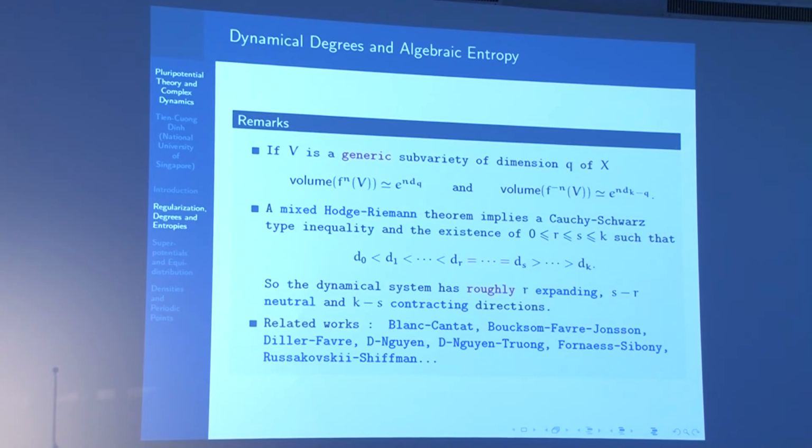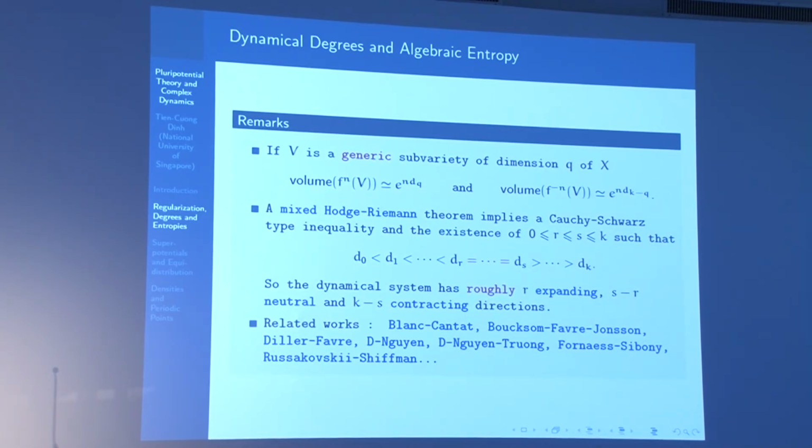q is the dimension of V, for example. So there is some mixed Hodge-Riemann theorem in algebraic geometry, which implies that the sequence of dynamical degrees is first increasing, and then might be stable, and then decreasing. And then using this property, you can see that the system has roughly r expanding directions, because if you increase the dimension of V, then this number increases. If q is smaller than r, then this number increases. That means that the map is roughly expanding in these directions. So we have roughly r expanding directions, s minus r neutral directions, and k minus s contracting directions.